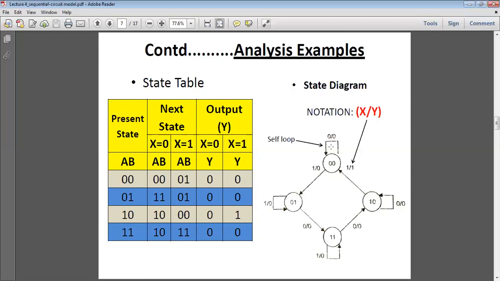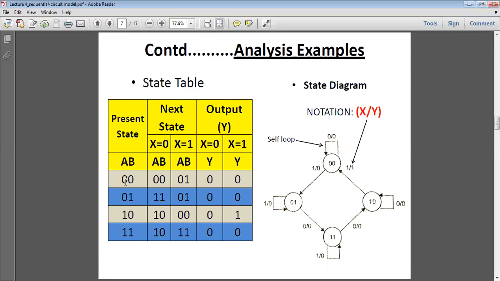So here, what is this? 0, 0, 0, 1, 1, 0, 1, 1. These are the four possible present states. Now, based on the combination of the present state and x, what will be the next state and what will be the output is given here. So here 0 by 0, similarly 1 by 0, 1 by 0, 1 by 1, these are denoted by x by output, external input by output.